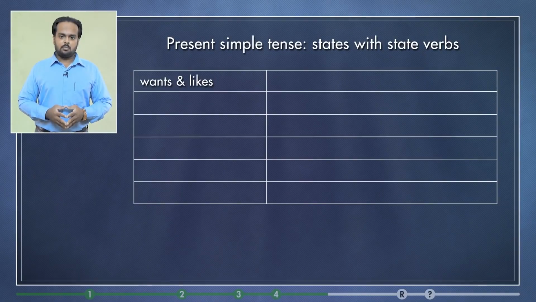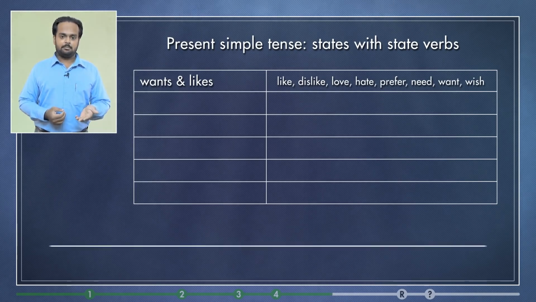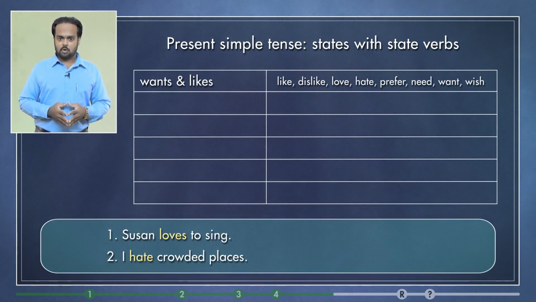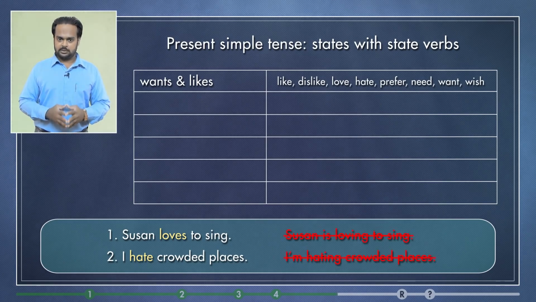We just saw that the verb want is a state verb. In the same way, other verbs that express wants and likes are also state verbs. You might say, for example, Susan loves to sing, or I hate crowded places. Since these verbs are state verbs, it's very important to remember that we don't use ing forms with these.